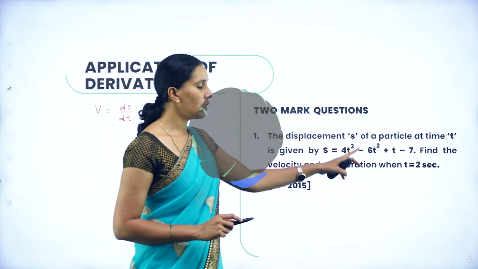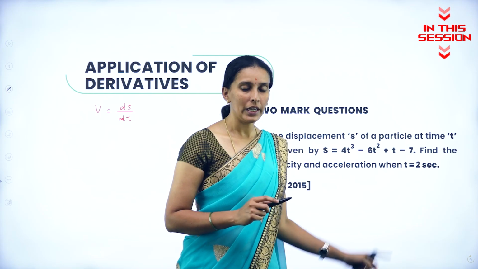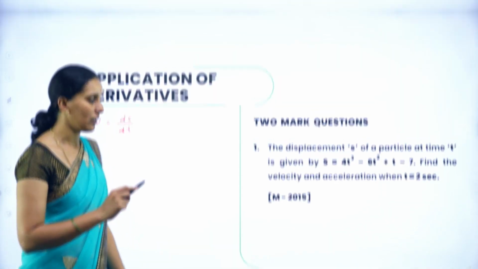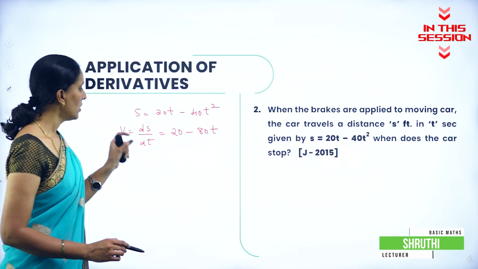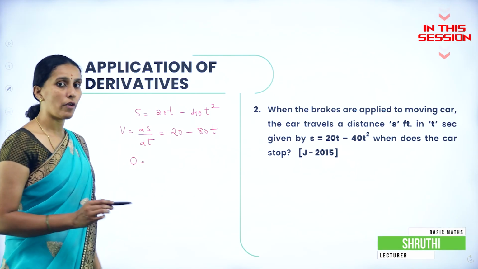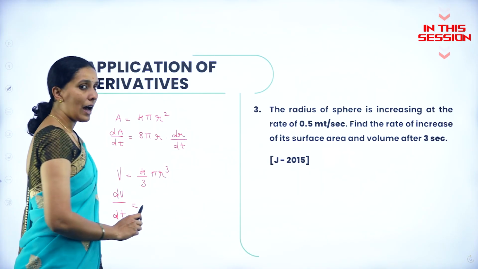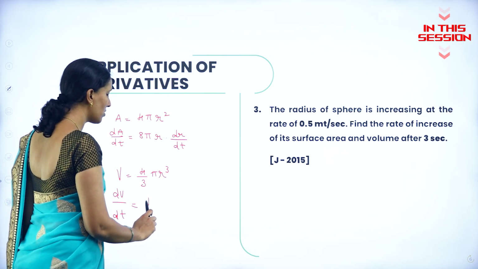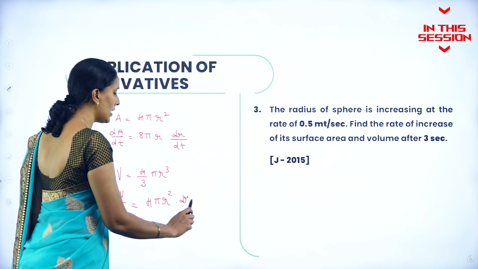When you derive t cube, you will get 3t square. T square is considered as 2t and t is considered as 1. So you can take the parameter as t here. When does the car stop? Means we need to find out the time here. So to find out the time, let me take v is equal to 0 because we always consider the final velocity as 0. When you write r cube, when you derive it, you will get 3r square. So 3 gets cancelled. We are left with 4 pi r square into dr by dt.